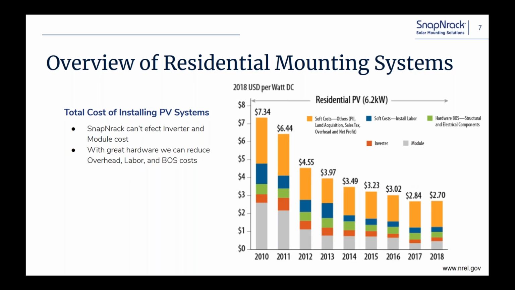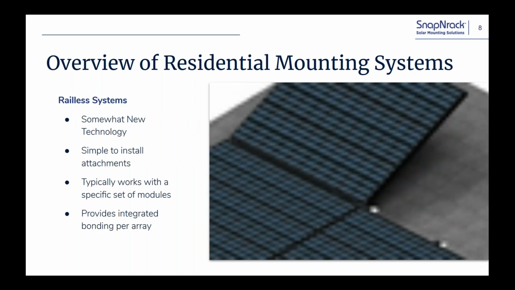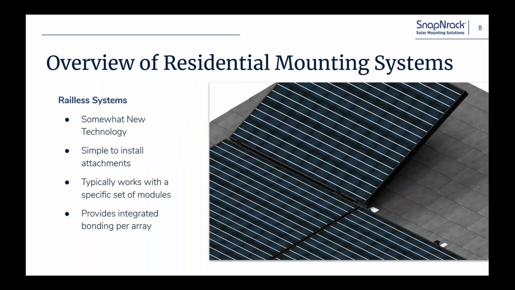So one of the things that we think about too is how we can make an impact on the overall cost of the system. The inverters and modules have pretty much kind of plateaued. We can't make changes to that, but we can change logistical costs, labor costs, less expensive hardware, balance the system. We can affect that by designing better hardware, simpler to use, easier to store, easier to transport, all that kind of stuff. So that's one of our goals with the Railless system.